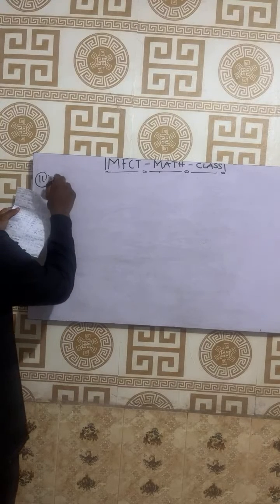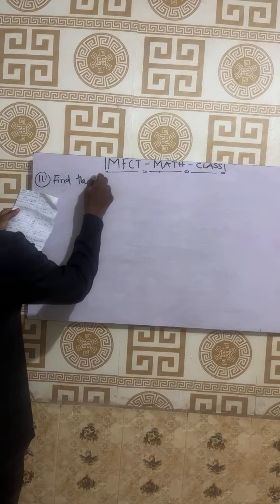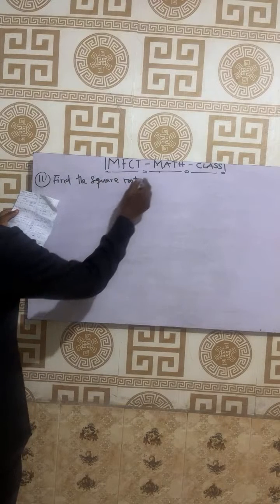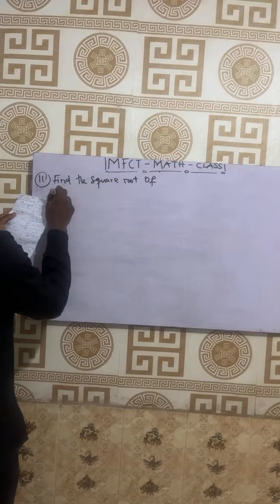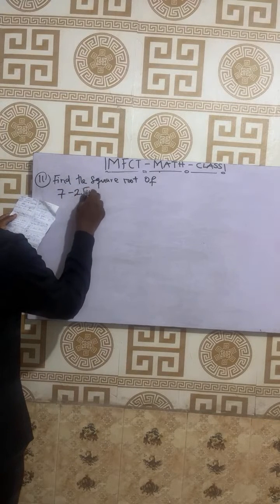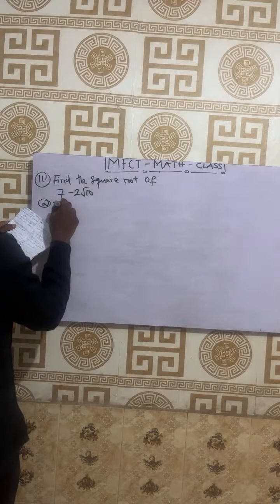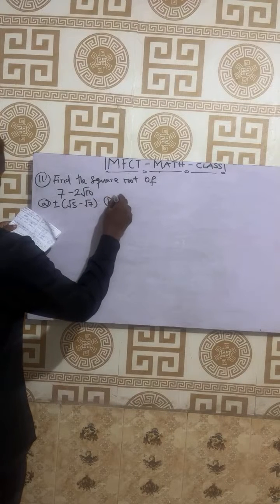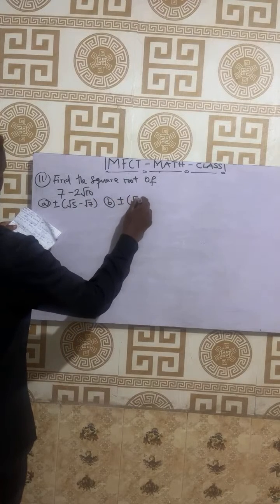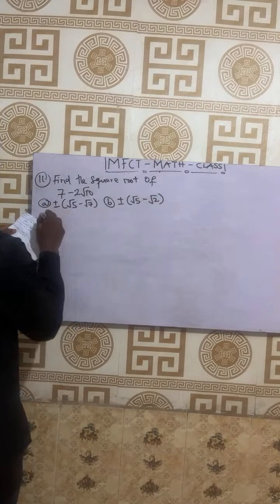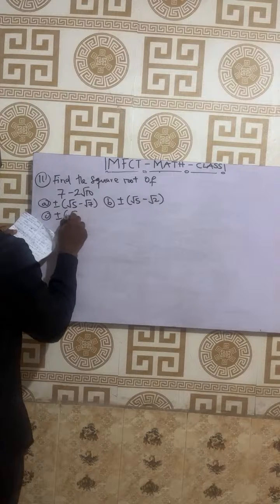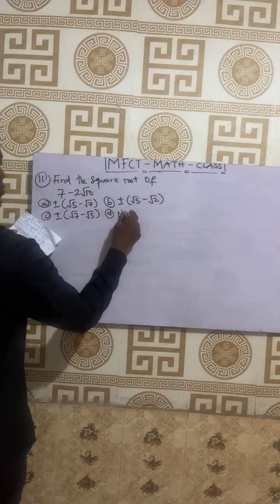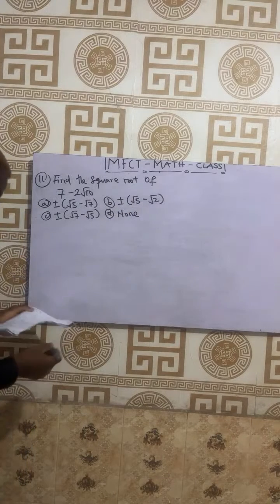Find the square root of 7 minus 2 root 10. Option A, plus or minus root 5 minus root 7. Option B, plus or minus root 5 minus root 2. Option C, plus or minus root 7 minus root 5. And option D, none.